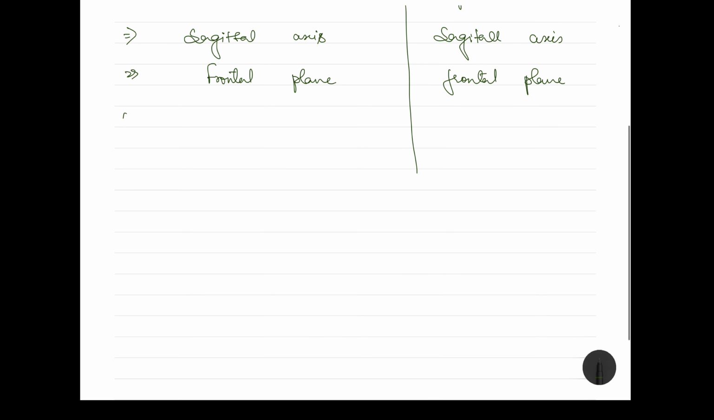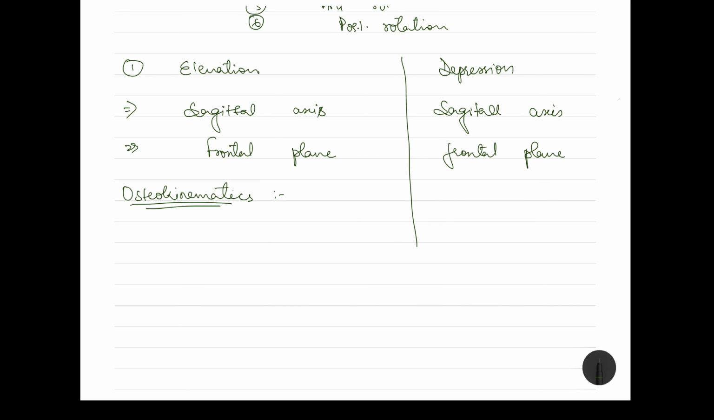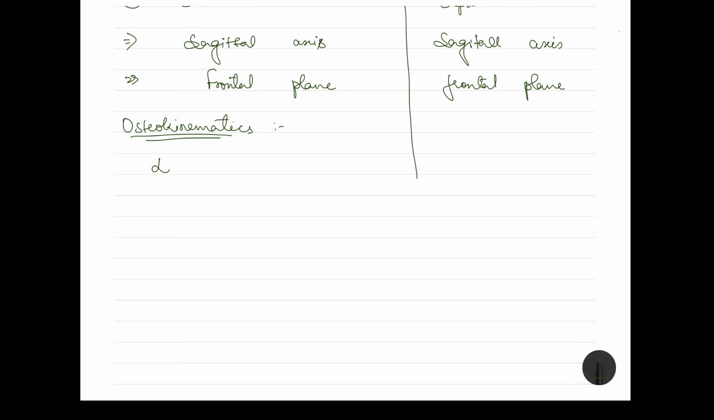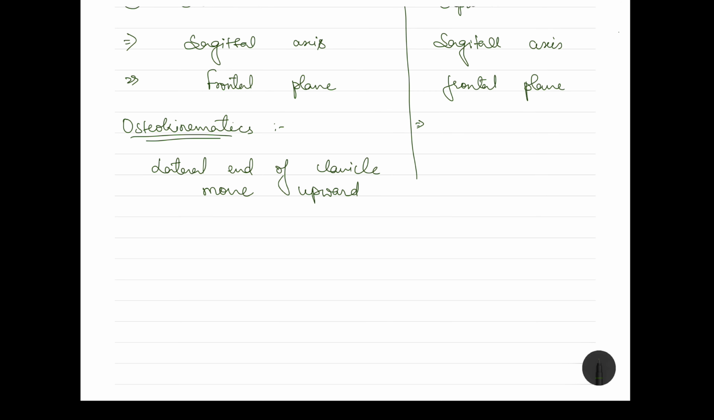Now we are going to talk about the osteokinematics. So how do these movements occur? Let's understand that. In elevation, the lateral end of the clavicle moves upward, or superiorly, but in depression, the lateral end of the clavicle moves downward, or inferiorly.